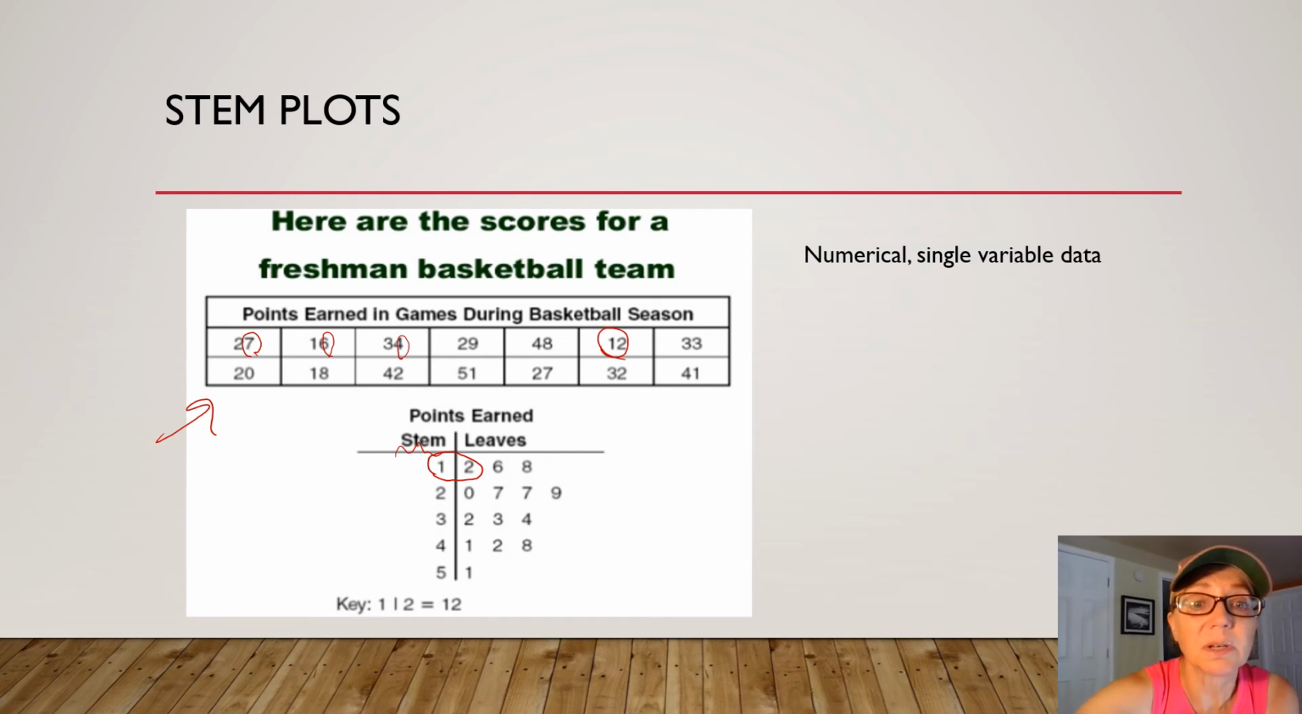Then let's look at this one here. Say the stem of 3 and the leaf of 4, that's 34. And that would be this game right here. So stem and leaf is just an organizational system.